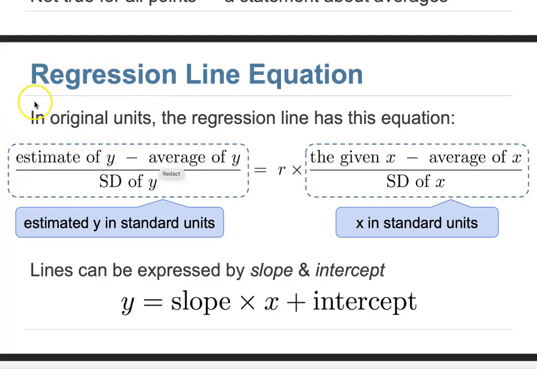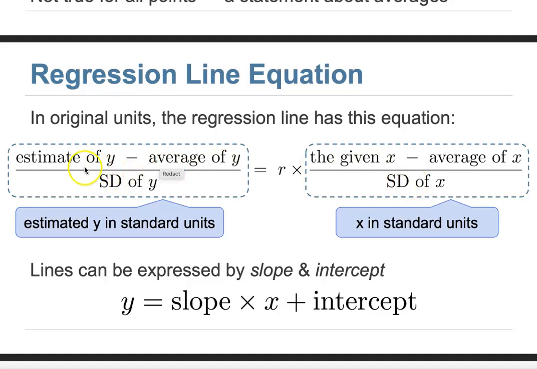When we convert to the original unit, we just need to plug the standard unit y back into the original formula. We convert from the original y to the standard unit y, right? So here is the standard unit y. On the other hand, when you have x in the standard unit, it comes from the original x value minus the average of the x value, divided by the standard deviation of x.